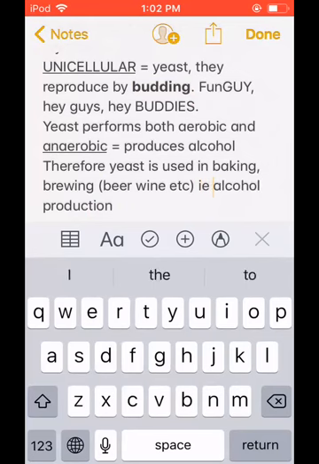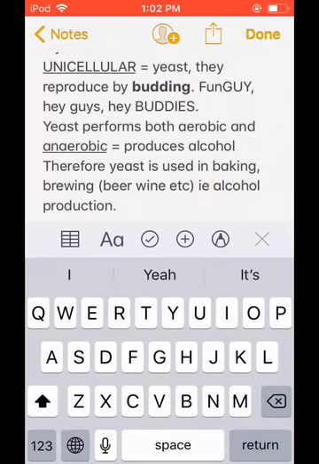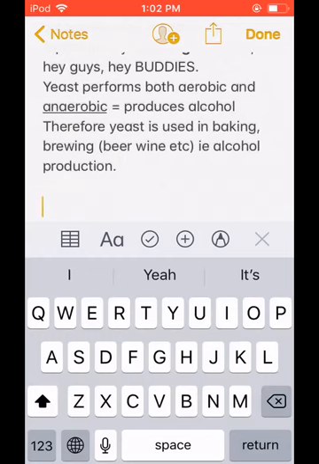Understood? And bread making is my next chapter. But you need to know that yeast is used for these. So now we're going to look at the structure of mold.